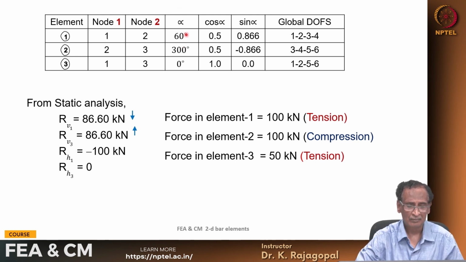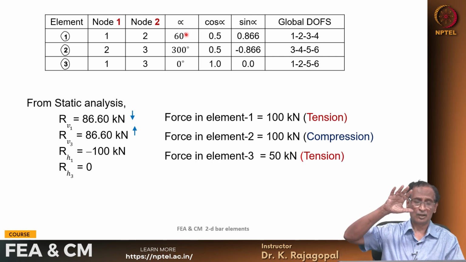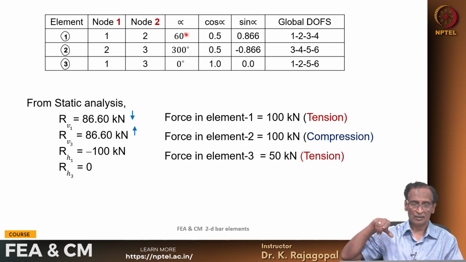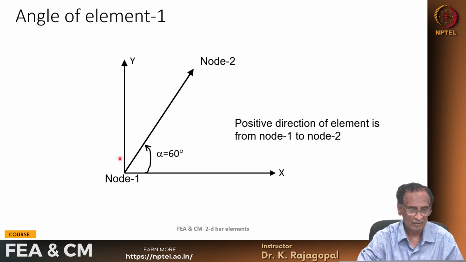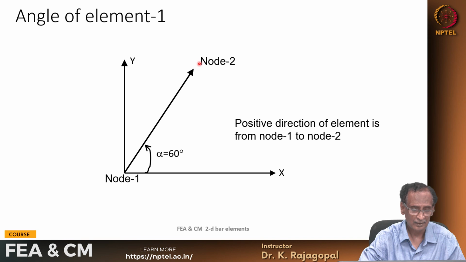And this alpha is defined in the anti-clockwise direction, starting from the positive x coordinate towards the positive y coordinate. That is defined like this. Say element 1 is defined with node 1 here and node 2 there, and this is the positive direction, and the positive x coordinate is like this. We define alpha by measuring the angle from the positive x coordinate towards the positive direction of the element in the anti-clockwise direction. So, alpha is 60 degrees.